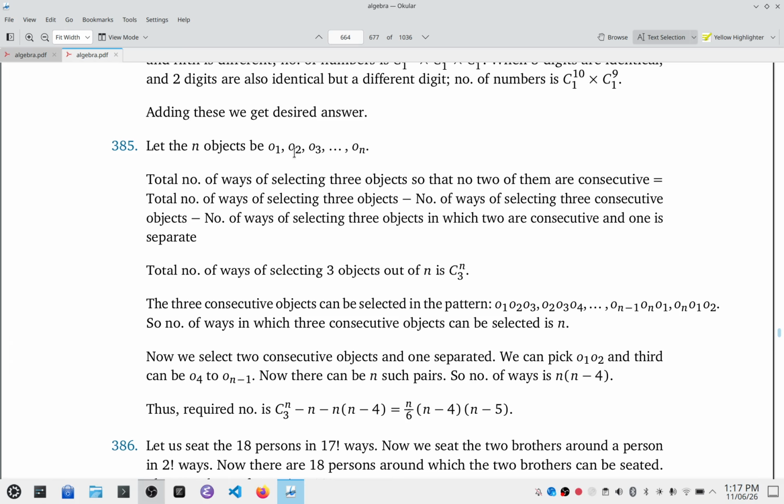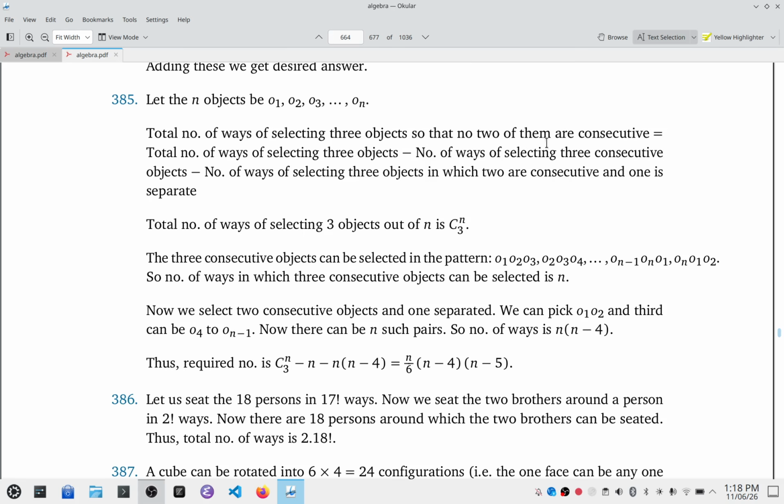We let n objects be O1 through On. Total number of ways of selecting three objects so that no two of them are consecutive is total number of ways of selecting three objects minus number of ways of selecting three consecutive objects minus number of ways of selecting three objects in which two are consecutive and one is separate. So first one is nC3.